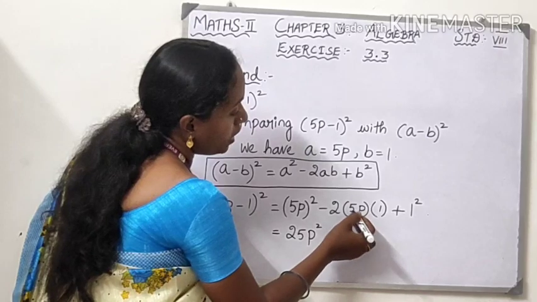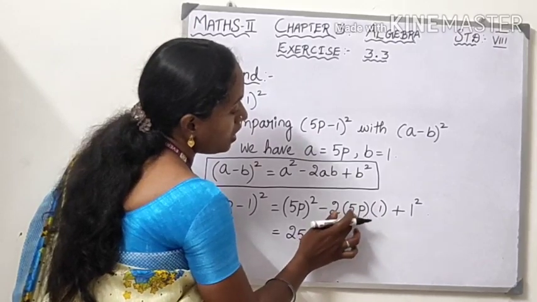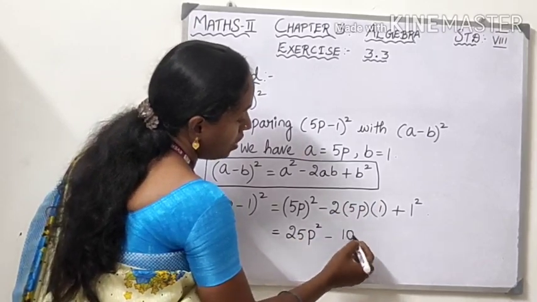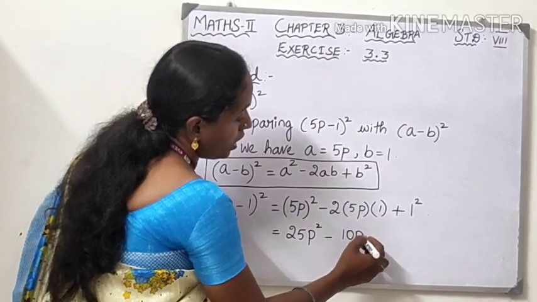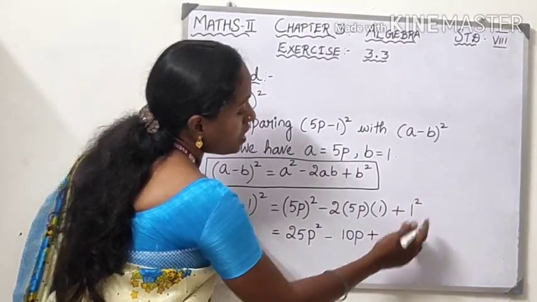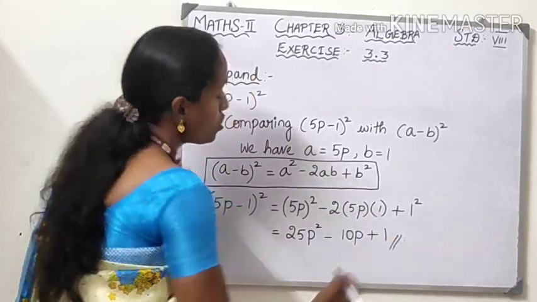2 into 5 into 1. So 2 5s are 10. 10 into 1 is nothing but again 10. What is our variable? p. So 10p plus 1 square is nothing but it is 1. So this is your final answer.